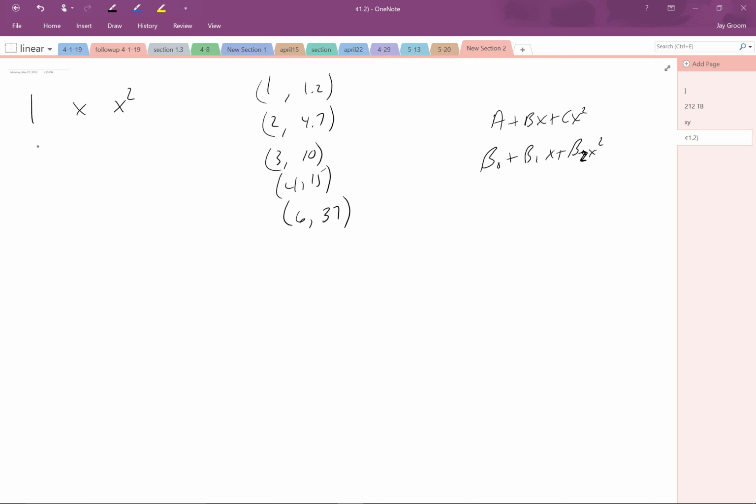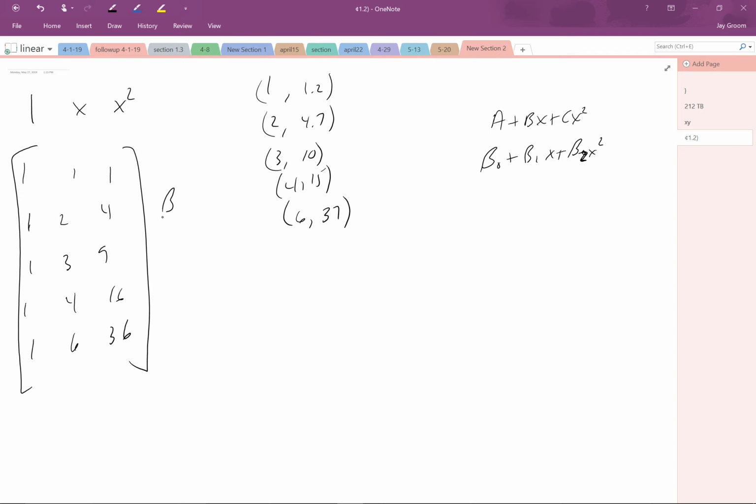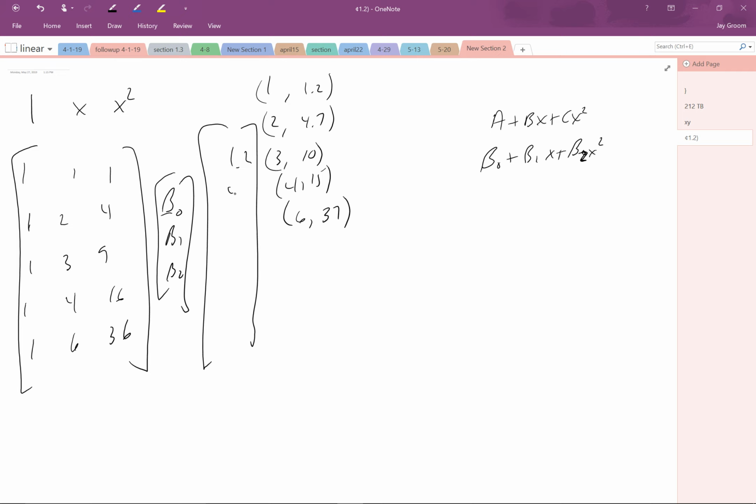Like that. So what you'll be doing then is you're going to have 1, 1, 1, 1, 2, 1, 2, 4, 1, 3, 9, 1, 4, 16, 1, 6, 36. That would be your new matrix right there. Of course, you'd have 3 unknowns this time, beta naught, beta 1, beta 2, and of course equals a string of y's. Right?